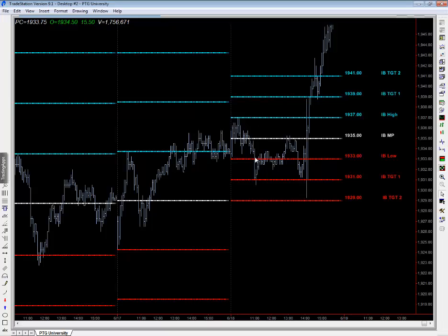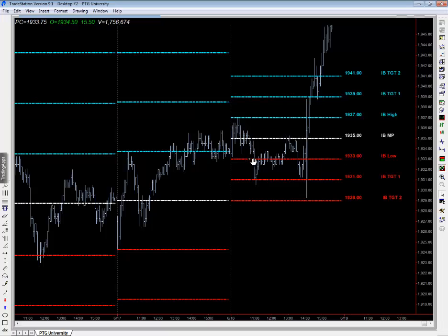So when you have a narrow initial balance, the tendency will be for range expansion. Now again, what is a relatively narrow initial balance? Well, you can see here 4 points is relatively narrow. I think 8 points would be fairly stable, and anything beyond 8 points would be very stable. So you can use some of those as guidelines.